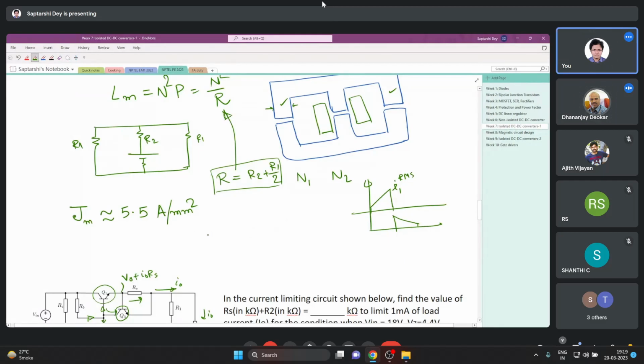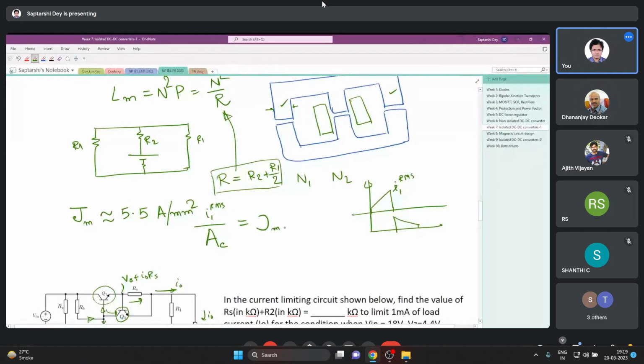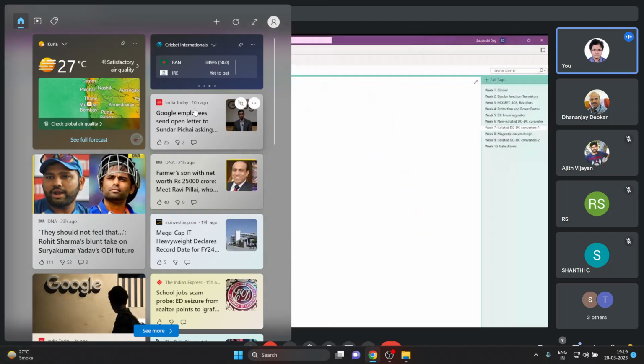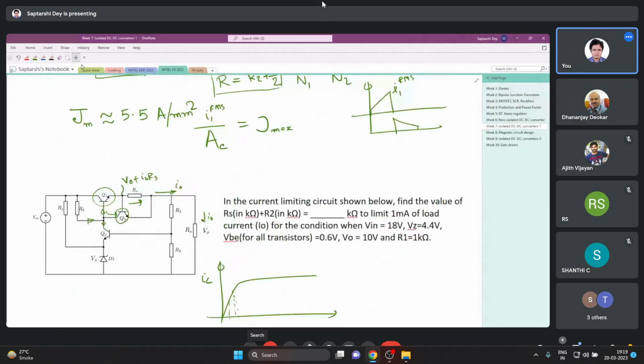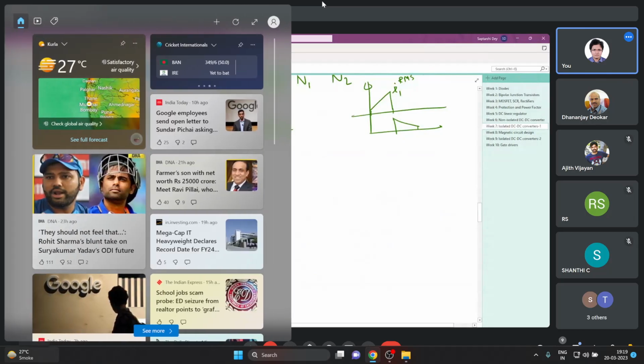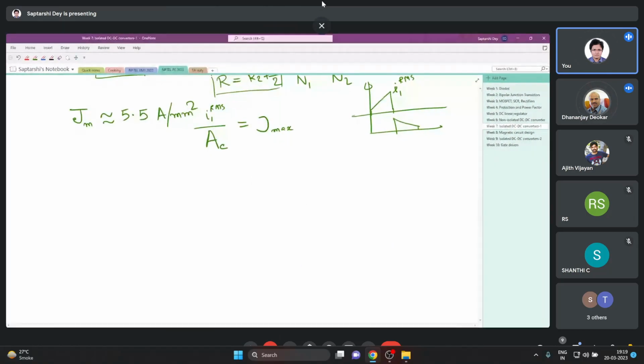now we have a certain area of conductor, the required area of conductor in millimeter squared, and my I1 RMS divided by this should be less than or equal to J max. Let us say we are designing at the boundary, so this should be equal to J max. So from here I can find out what is the area of conductor I need.